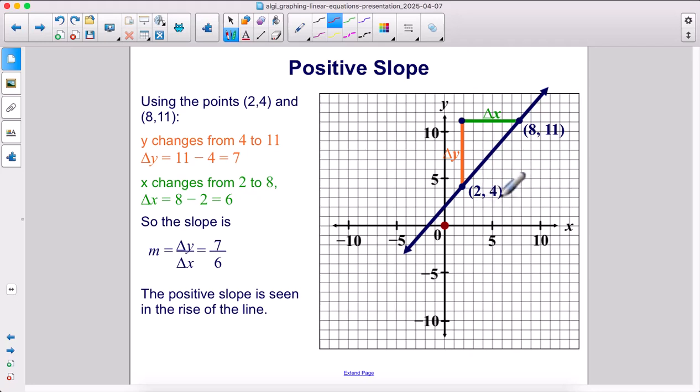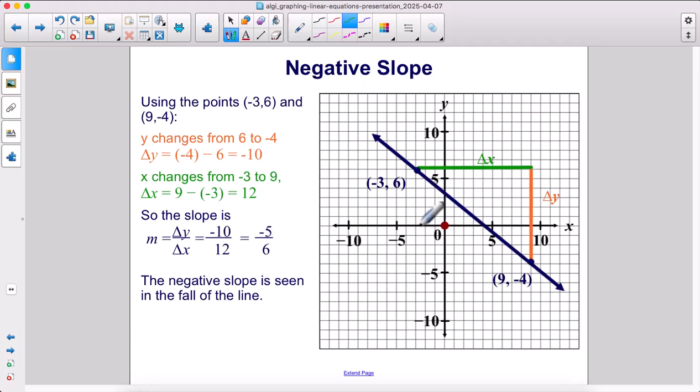Using the points (2, 4) and (8, 11), we can see that the y-coordinates go from 4 to 11, which means we go up 7 units. In the x-dimension, we go from 2 to 8, which means we run across 6 units. Slope is change in y over change in x, so that is 7 over 6. The positive slope is seen in the rise of the line.